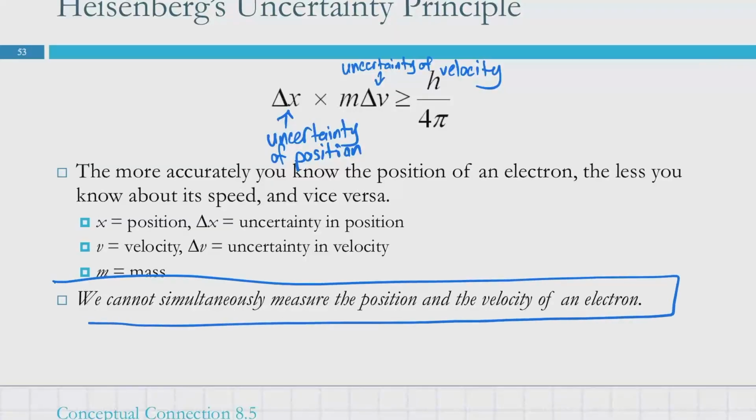So our big takeaway, we cannot simultaneously measure the position and the velocity of an electron. If you've got an atom and you know the electron is here, you have no clue what direction it's traveling. If you have an atom and you know the electron is traveling a certain speed, a certain velocity, then you've got no clue where it is, which is really fun.